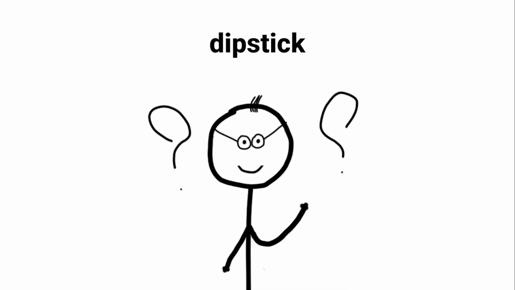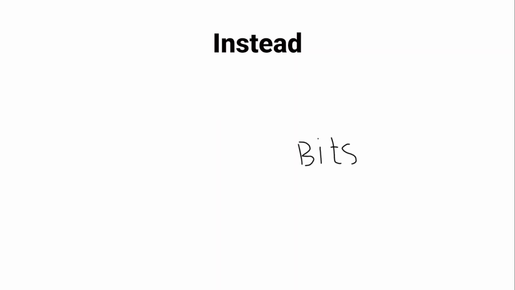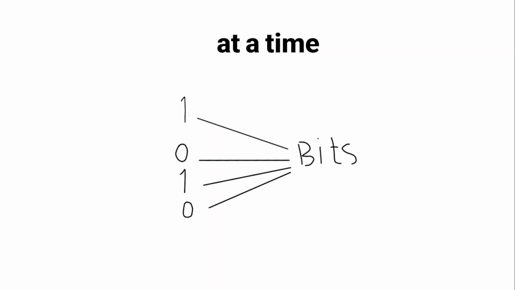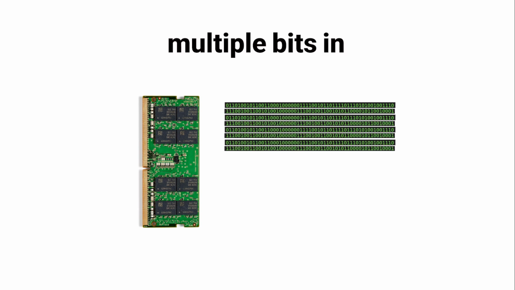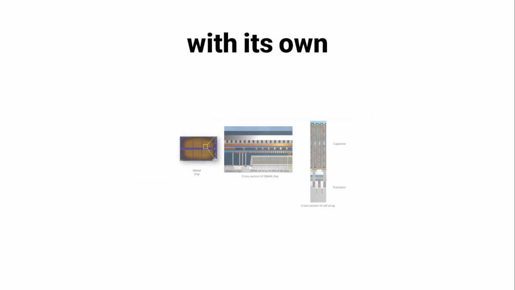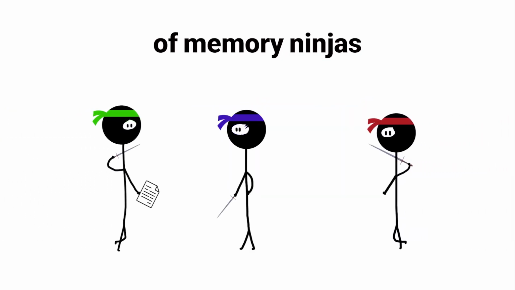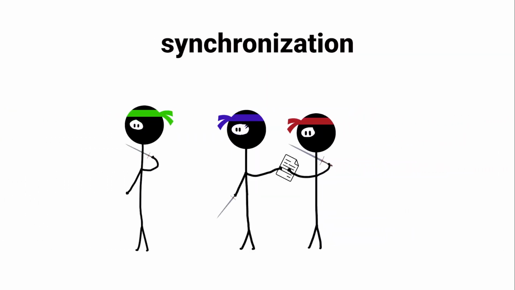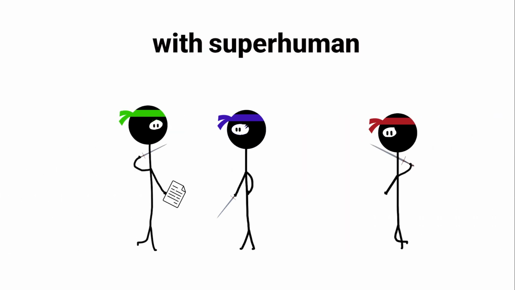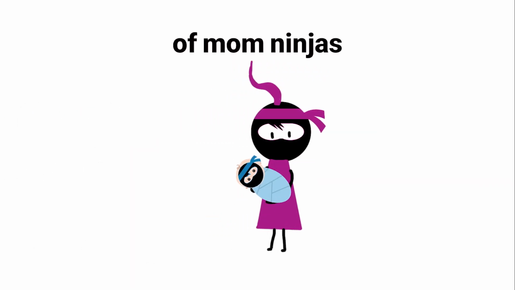I'll tell you how, dipstick. The answer lies in a clever technique called interleaving. Instead of reading or writing one bit at a time, DRAM can access multiple bits in parallel by splitting its grid into smaller subarrays, each with its own dedicated circuitry. It's like having a team of memory ninjas working together in perfect synchronization, fetching and storing data with superhuman speed and precision. You know, as long as it's not a bunch of mall ninjas.